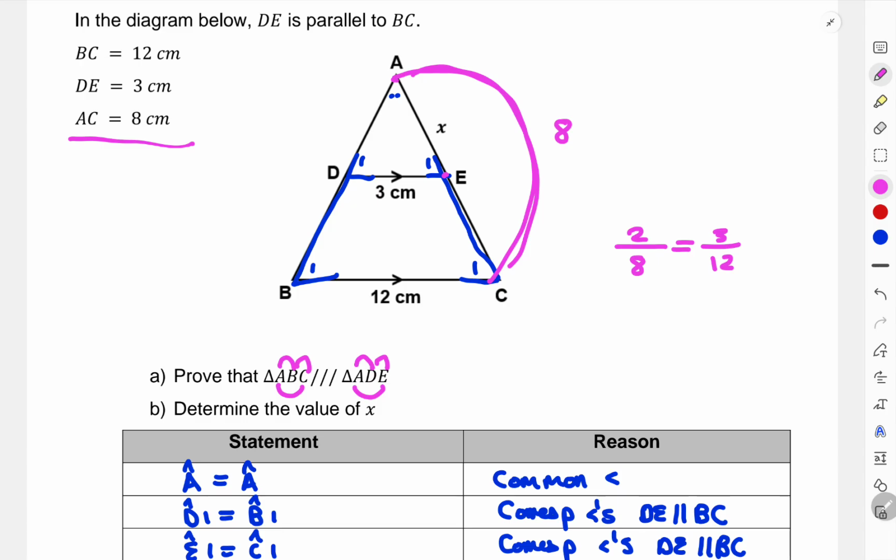Okay, and if you just wanted to double check it, your x was 2, so 2 over 8 should be the same as 3 over 12, and if you simplify your fractions, you do get a quarter and a quarter. So yes, your answer is correct.